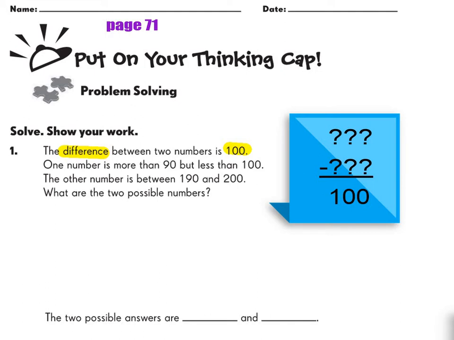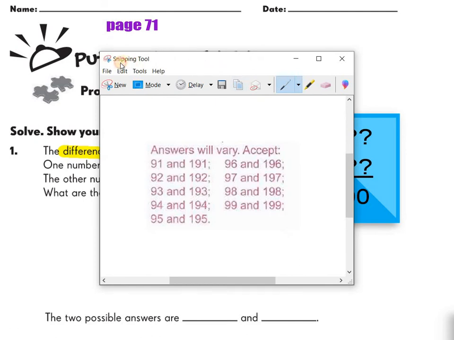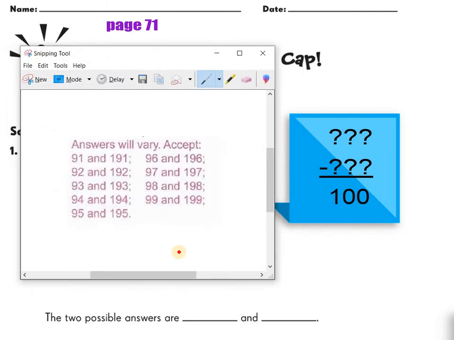Okay, there were lots and lots of different answers that were acceptable on this, so let's take a look at them. Here they are. How did you do? Okay, let's move on and take a look at number 2.